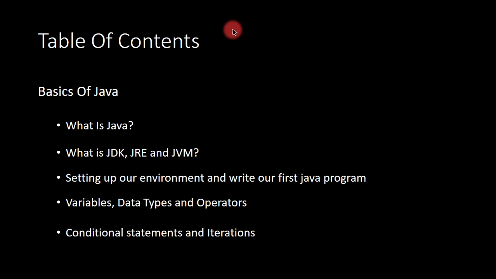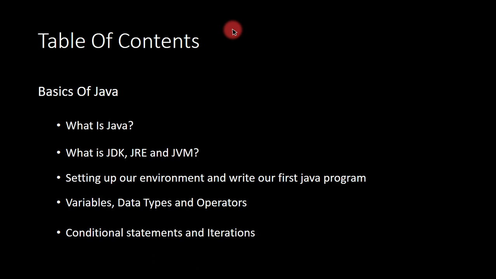What is Java? Why is it important to know Java in this century, and what can you do with the knowledge of Java? And then we will come to JDK or Java Development Kit, JRE Java Runtime Environment, and JVM Java Virtual Machine. What are these and why are they important? And then we will set up our environment and write our first Java program.